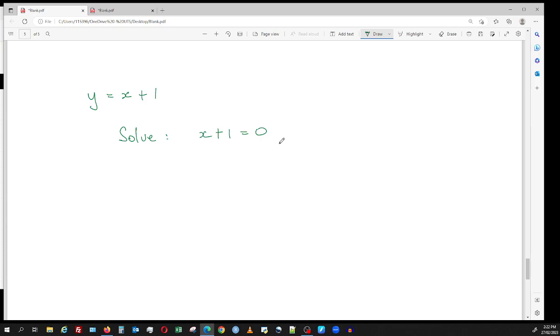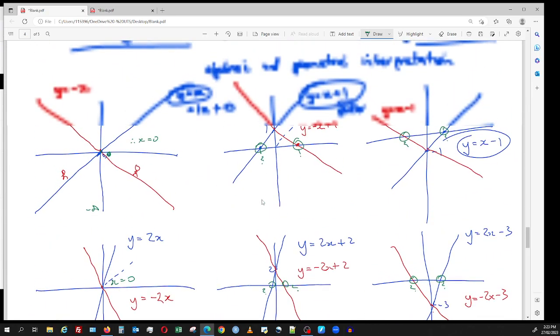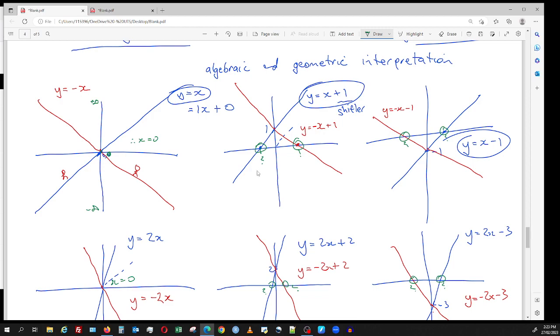Now, what's the operator between the x and the 1? The operator between the x and the 1 is a plus. So how do we undo a plus? I'm being very deliberate for a particular reason. How do we undo a plus? Well, we subtract it. What we do to one side, you do to the other. So this becomes x is equal to -1. So that is the solution of this equation. x is equal to -1 is the solution.